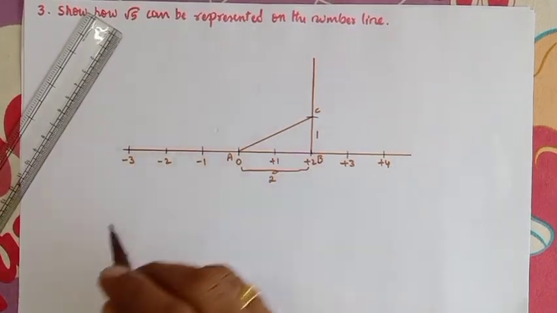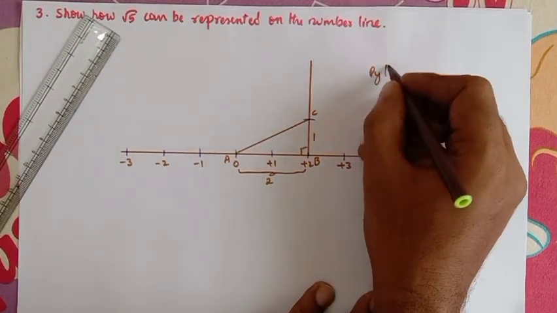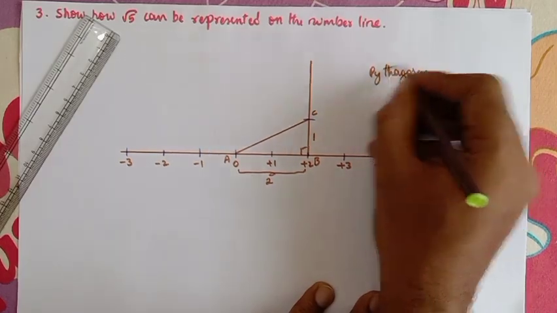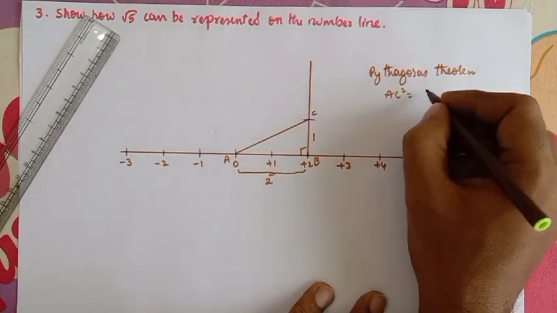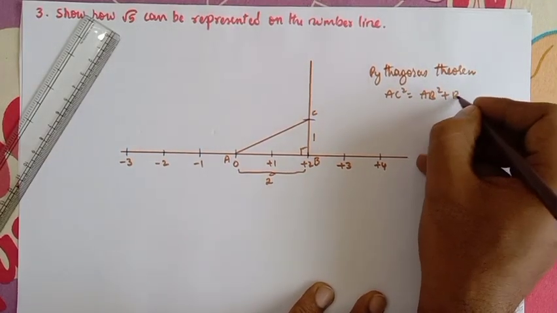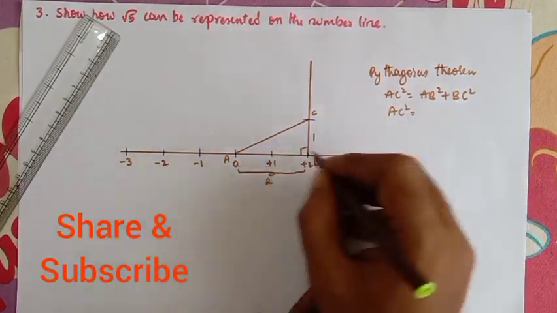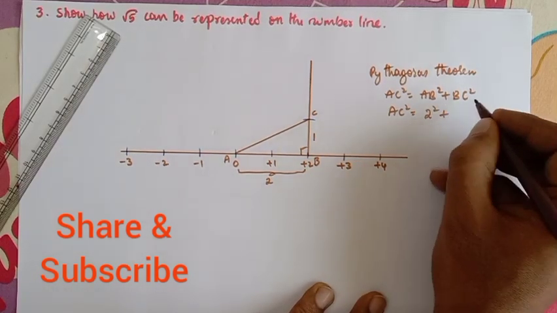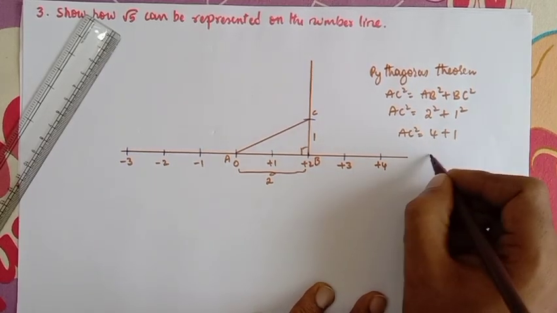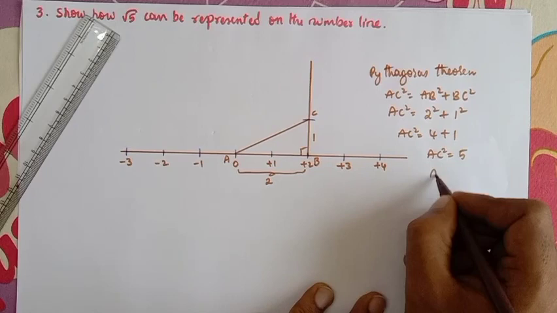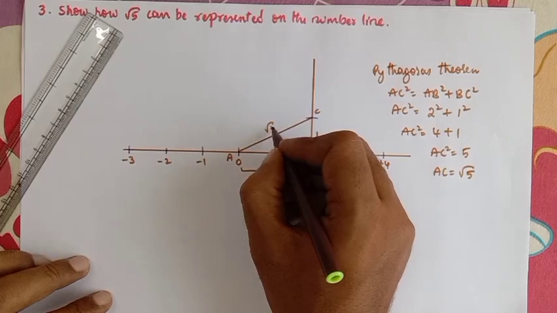What is the length of AC? That has to be calculated by the Pythagoras theorem, since there is a 90 degree angle. So AC square is equal to AB square plus BC square. AB square was 2 square plus BC square is 1 square. So AC square is equal to 4 plus 1, AC square is equal to 5. So AC is equal to root 5.